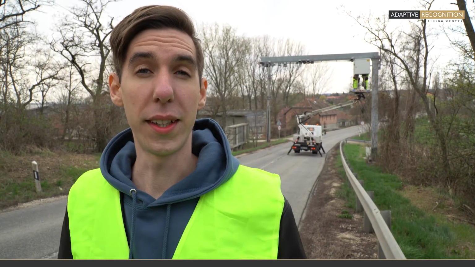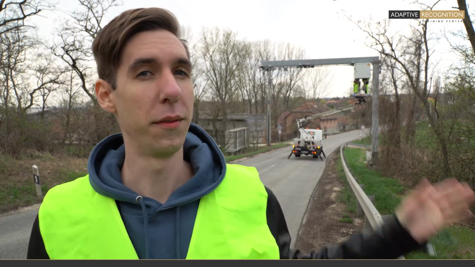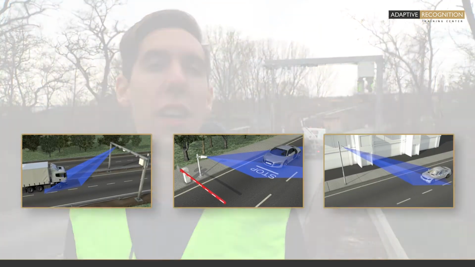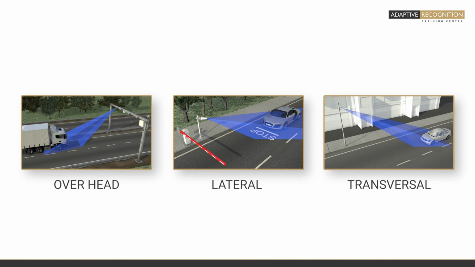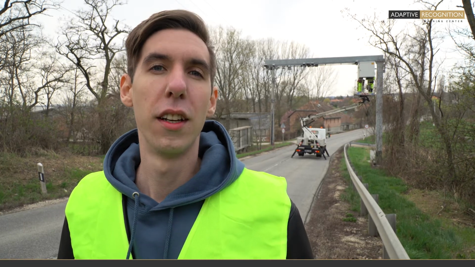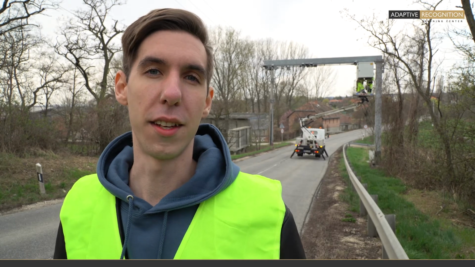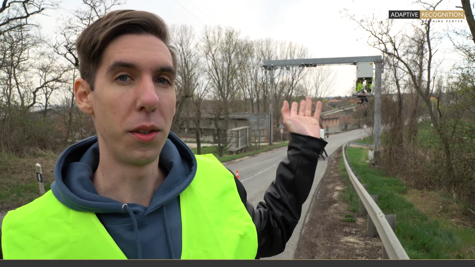So, let's begin. We have three types of installations. One is an overhead, one is a transversal, and one is a lateral. Each installation has different use cases, different applications, but when to use them is the real question. To install a camera directly above the lane in an overhead installation, this example will show you how to do it.